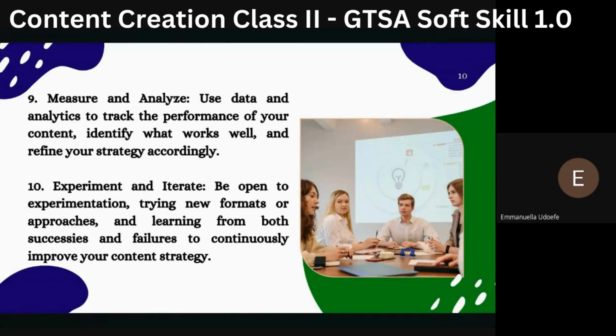So the next one is experiment and iterate. Be open to experimentation. Of course, when you have noticed that one method is not working for you, like I said, when you write, once in a while pop up your picture, let people see your face. Oh, this is the face behind the magic fingers or the magic pen that is writing all this content. Let them see. Try new formats or approaches, and then learn from both your successes and your failures so that you continuously improve your content strategy.